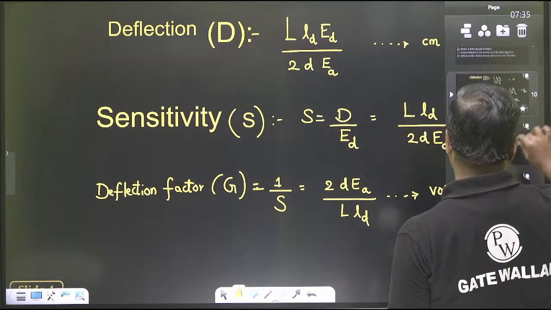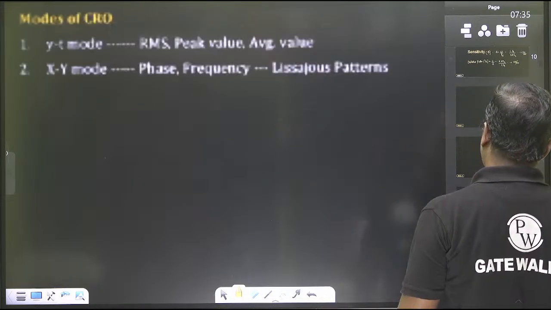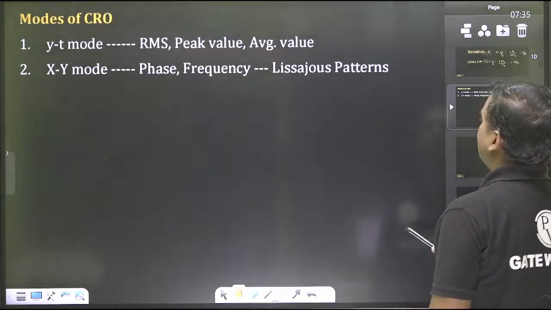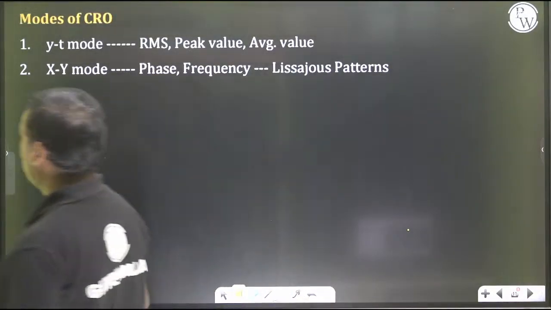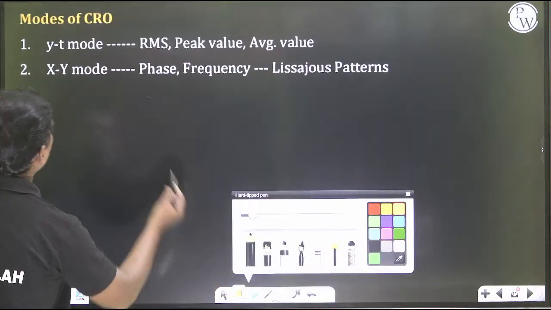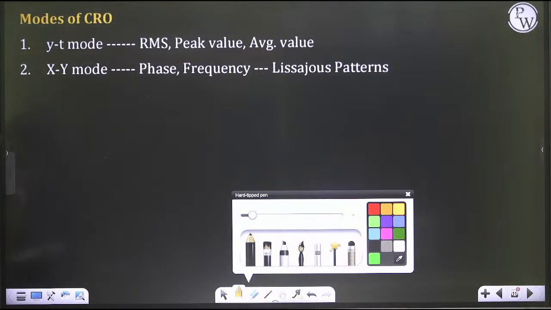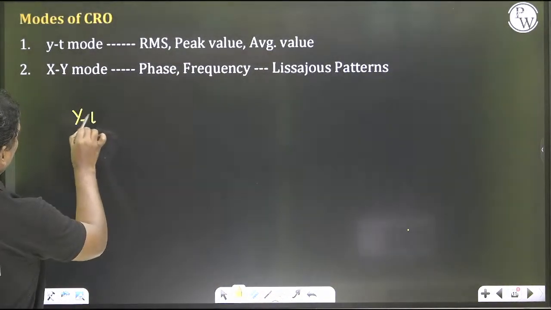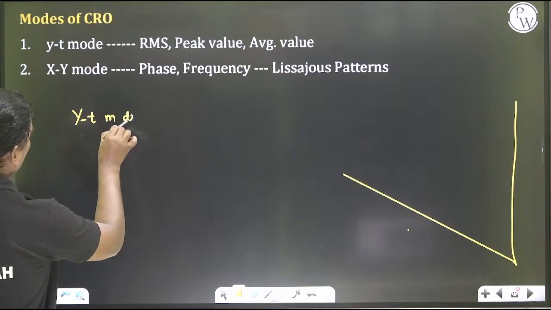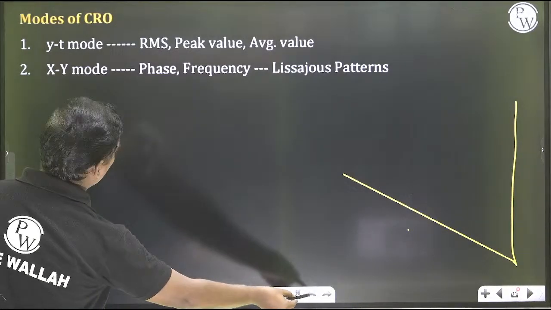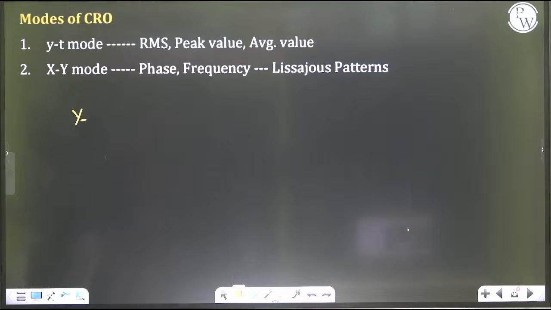So first, let me talk about this part, the working procedure. If you see the modes of CRO, how the CRO can work. CRO can work in two modes. One is the YT mode, the other one is the XY mode. In YT mode, what happens? What are we going to apply to the horizontal deflection plates?